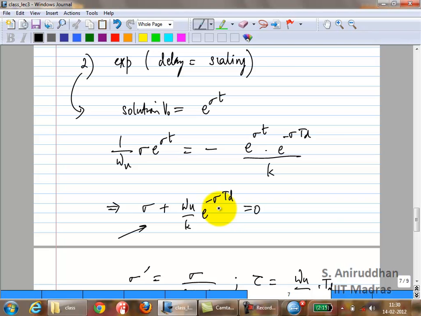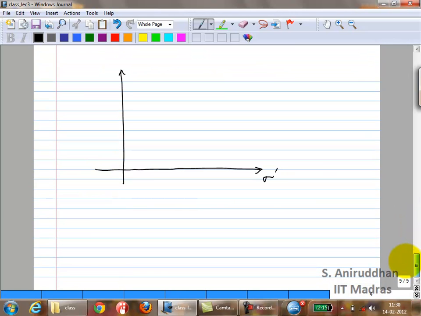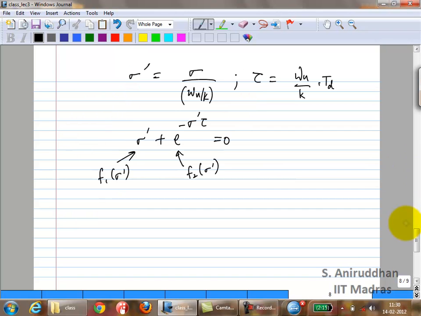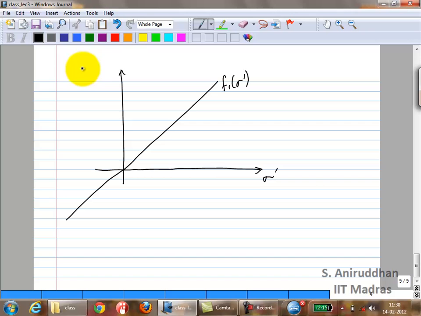Okay, so let's try plotting both of these functions. So this is f1 of sigma prime. f2 of sigma prime is basically e power minus sigma prime tau. It's going to look something like this. So obviously for negative sigmas it's going to blow up. For positive sigma it's a decaying exponential. What is this point? 1. Correct?